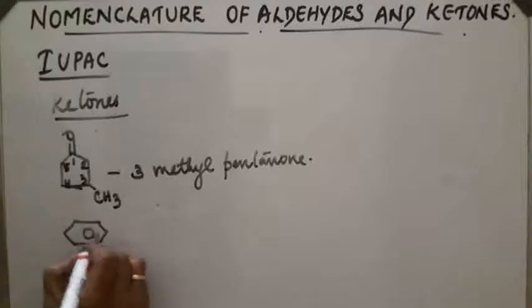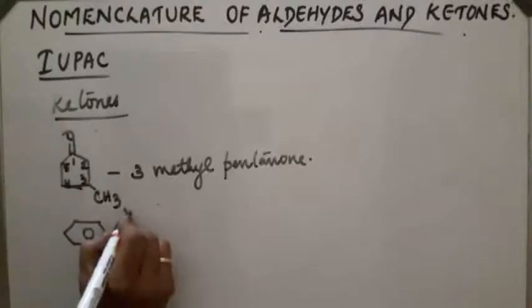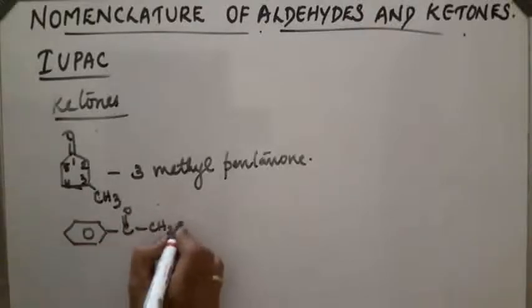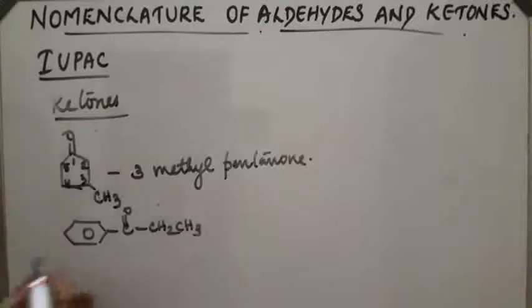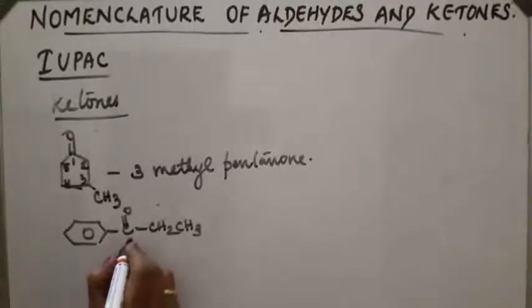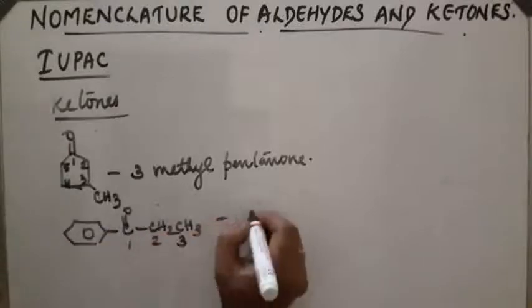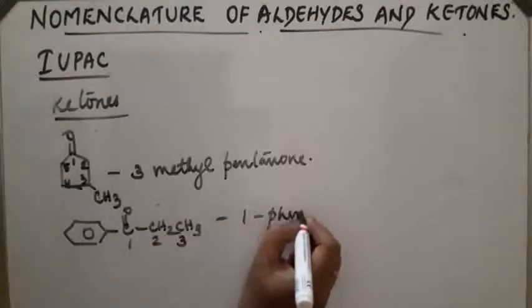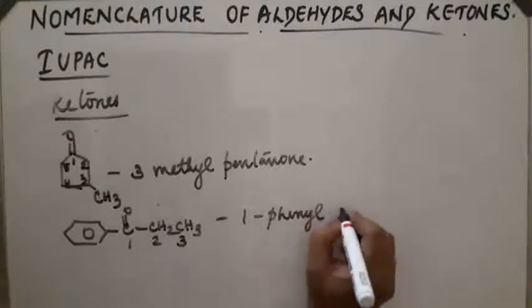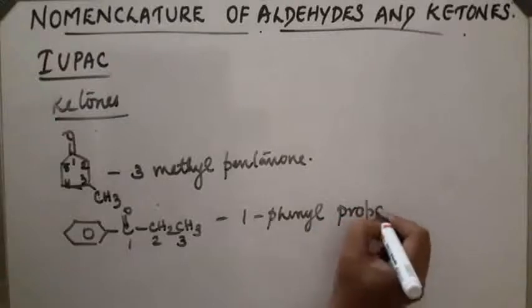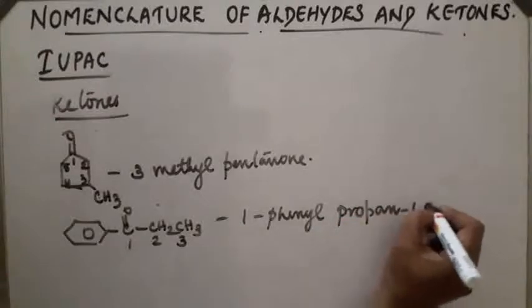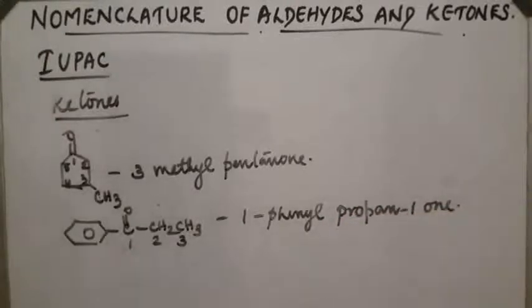Let's take another example. A phenyl group is attached, C double bond O, CH2CH3. Similarly, the carbonyl group gets the least number: 1, 2, 3. This is the phenyl group at position 1, so 1-phenylpropan-1-one. The ONE group is at the first position. So this much about the IUPAC naming of ketones.